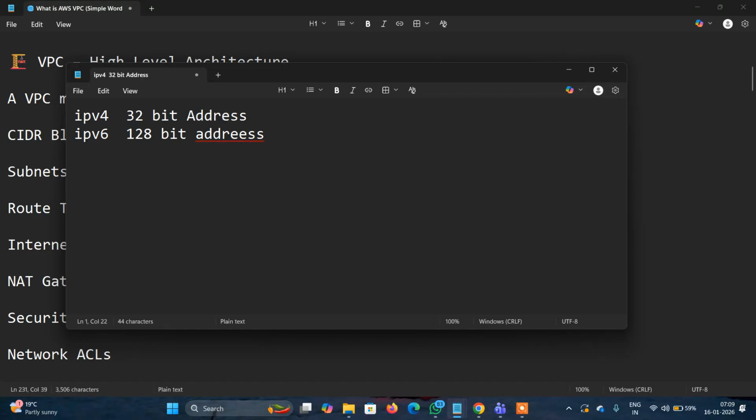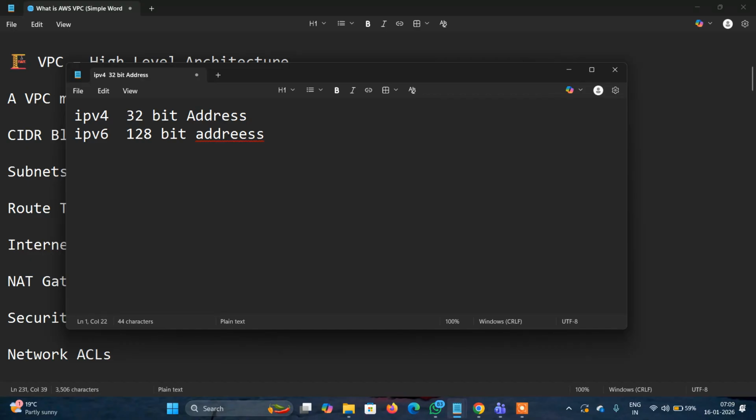IPv4 will be replaced with IPv6. Why are they switching from IPv4 to IPv6? Because IPv4 has 2 to the power 32, which is equivalent to around 4 billion IP addresses, whereas IPv6 contains 2 to the power 128, a very huge value compared to 2 to the power 32.